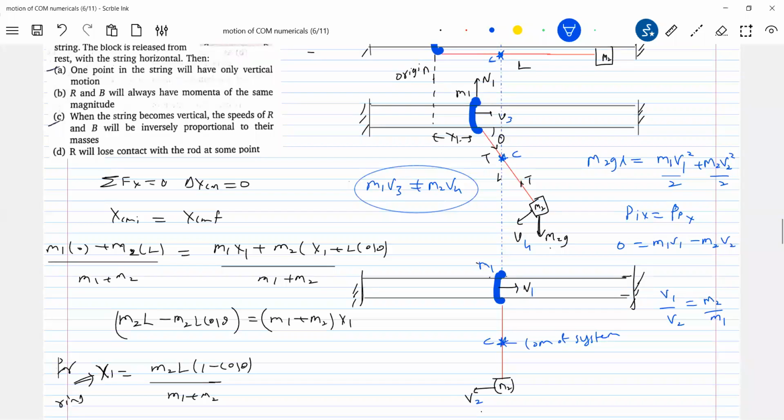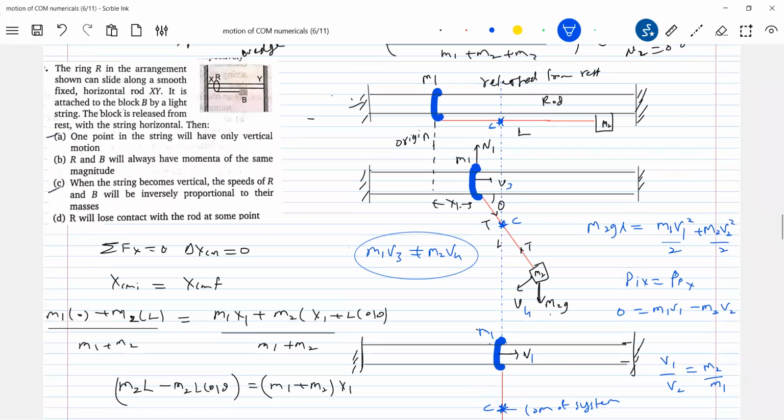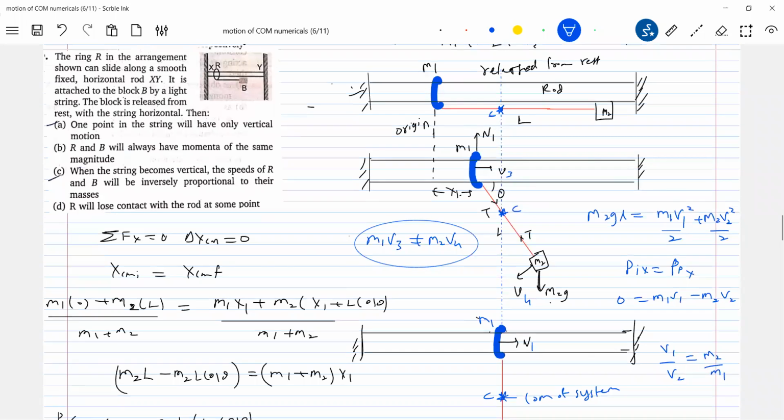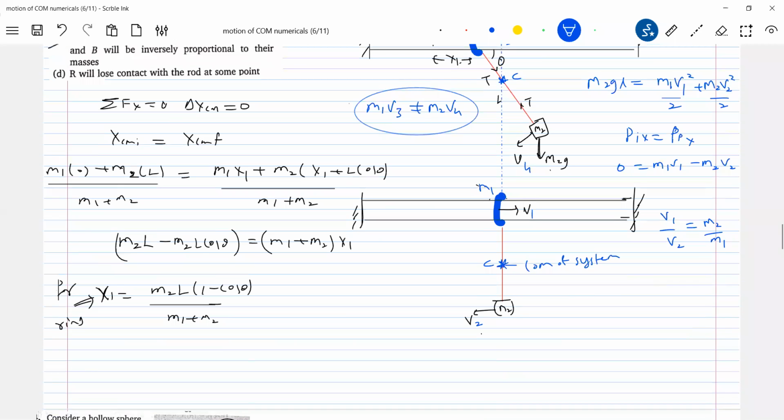And when the string becomes vertical, the speeds of R and B will be inversely proportional. R will lose contact with the rod at some point. What is R? R will lose contact with the rod at some point. Not possible, no? So almost all ideas are included here: conservation of mechanical energy, conservation of linear momentum, and center of mass.